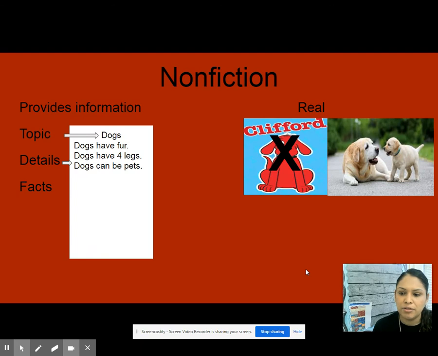First, we want to see that nonfiction is something that is real. Remember, when we talk about fiction, we talk about something like Clifford. Do dogs really talk? No, right? That's fiction. That's something that is not true. Real is not fiction. Why? Because this is real. It can happen in real life.